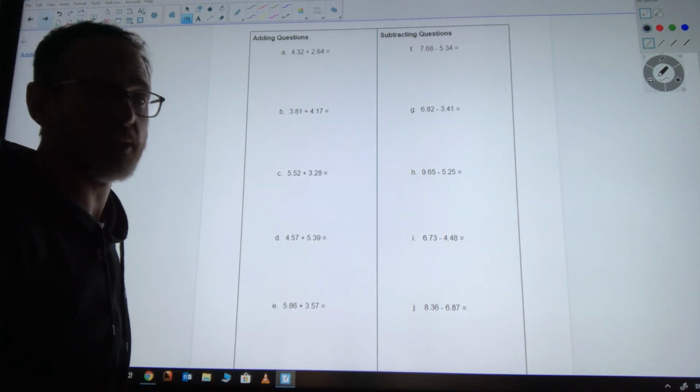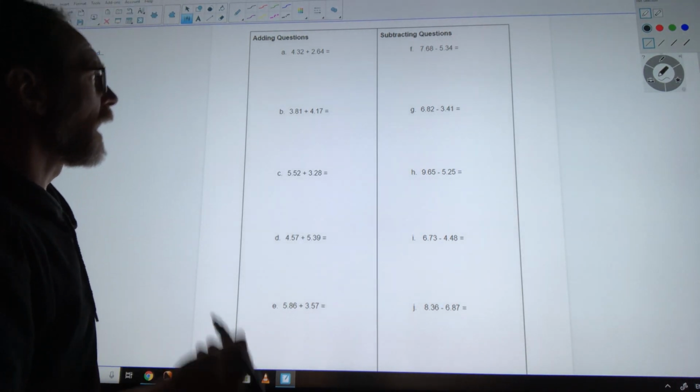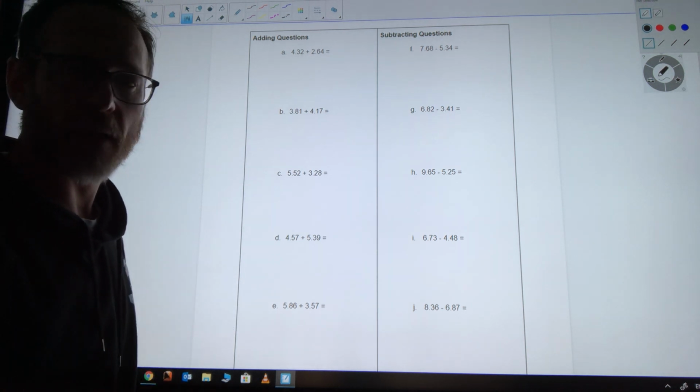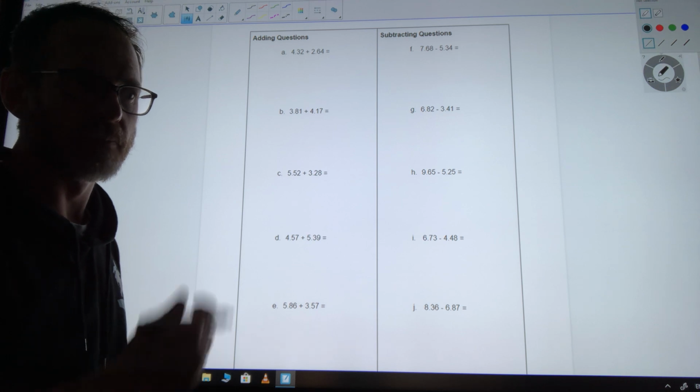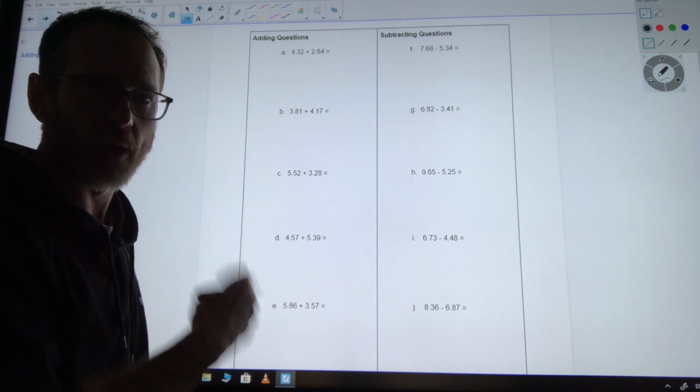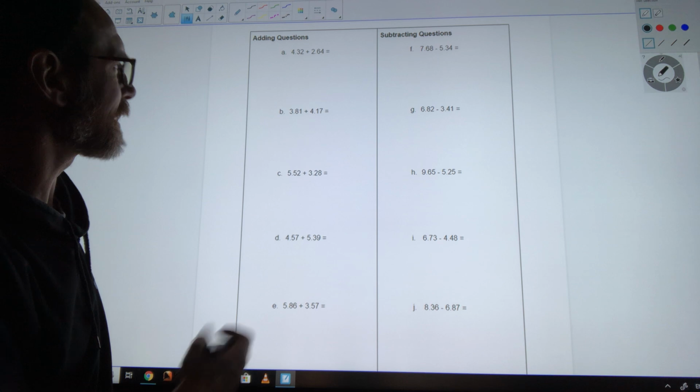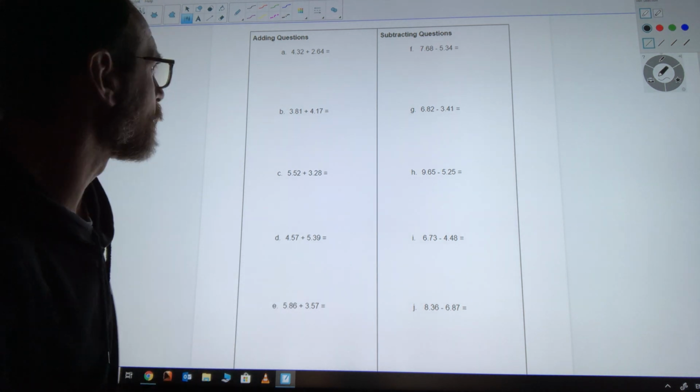So let's look at these questions. We'll work through them fairly quickly. I'll do the count back, count forward, and then I'll do the stacking with borrowing or carrying, depending on what we need. Kind of alternate between those two different strategies.